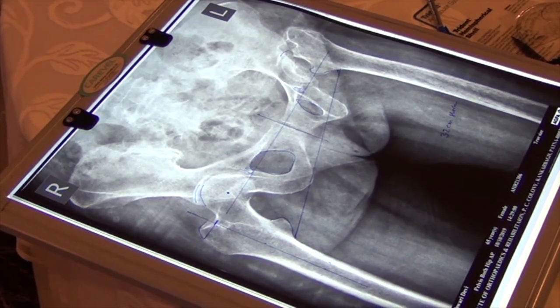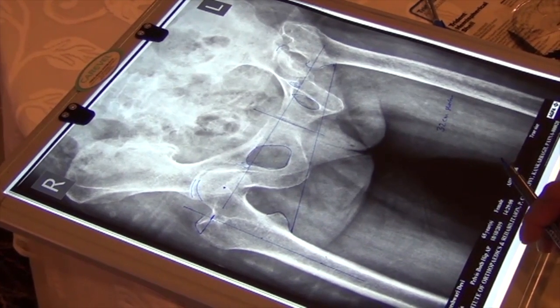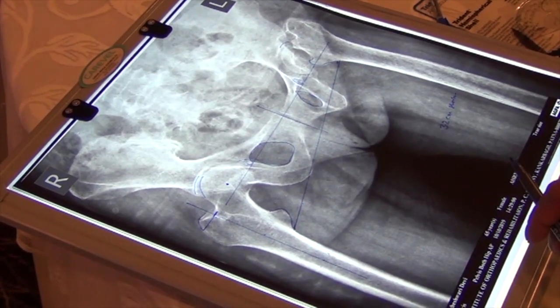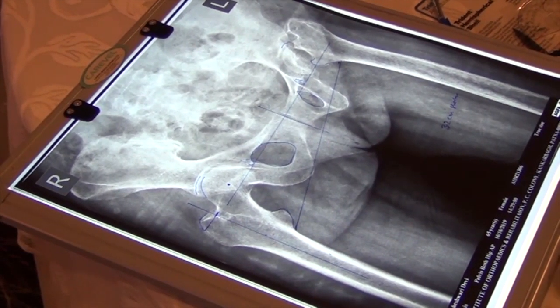So 48, I think, Dr. Ashish, 48 and 37 number 2. 37 number 2? Yeah. But it depends. You can put a 44.